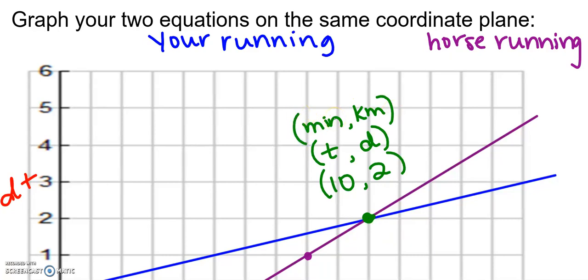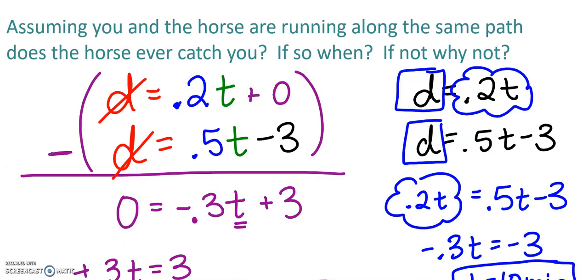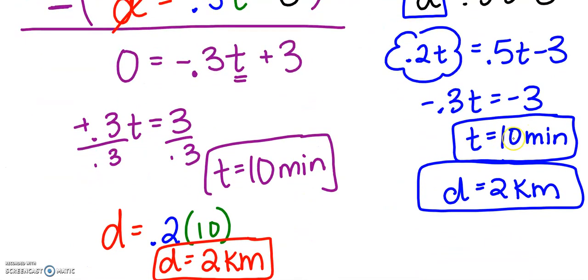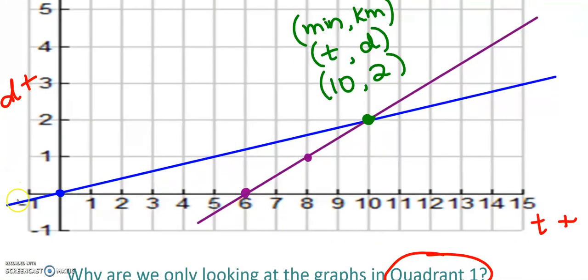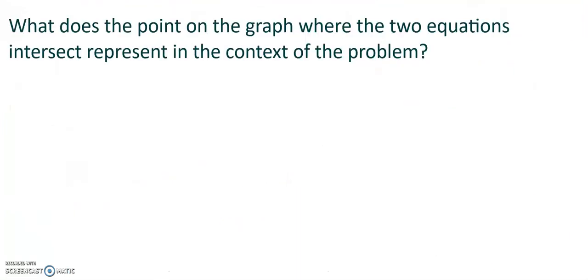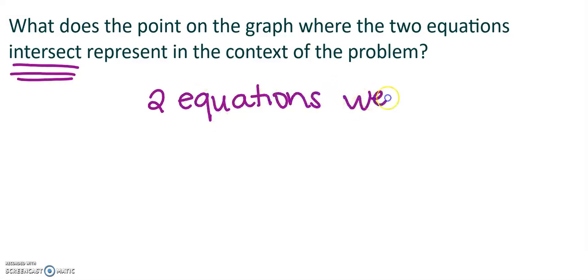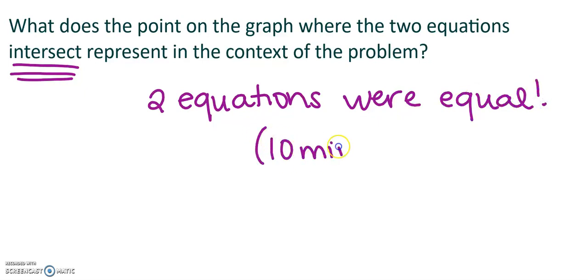Why were 10 and 2 important for us on the previous slide? Well, Ms. Schwartz, of course. When you look here, at 10 minutes, we had run a distance of 2 kilometers. Do you agree that your line, your running, after 10 minutes, you had run a distance of 2 kilometers? So the point on the graph, the intersection, represents the point at which our two equations were equal. Right? We came up with an answer of 10 minutes, 2 kilometers.